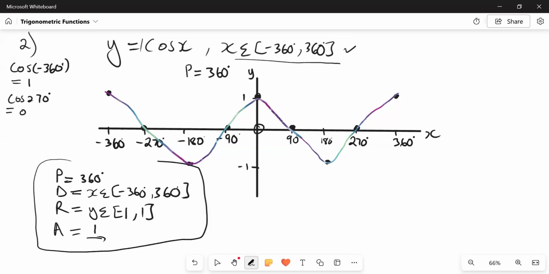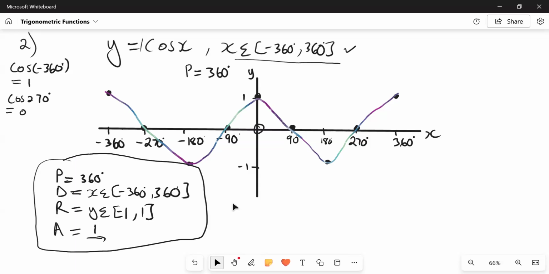So after drawing your graph, you need to have this information, so that you'll be able to answer the follow-up questions, because they might ask: what is the period of the graph? What is the domain of the graph? What is the range of the graph? What is the amplitude as well? Then it will be easier for you to answer those questions. I believe that we are clear on that one.